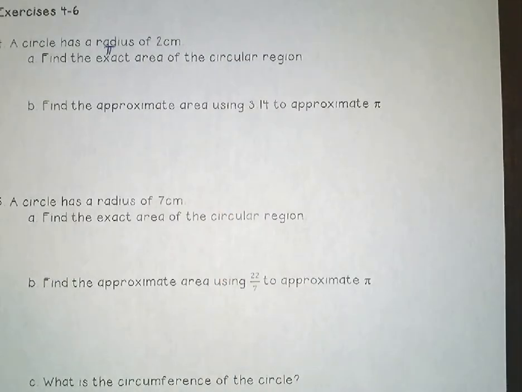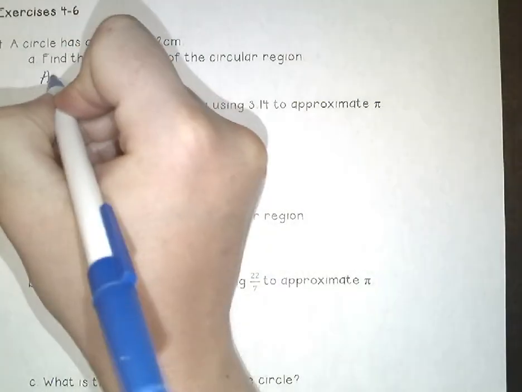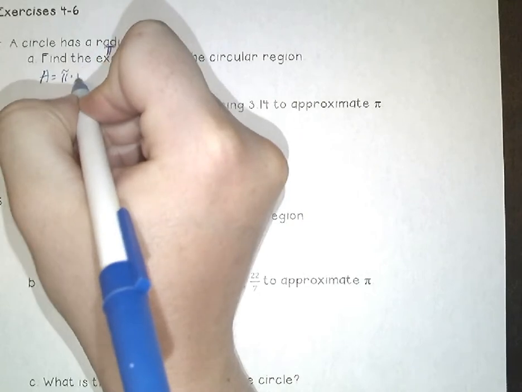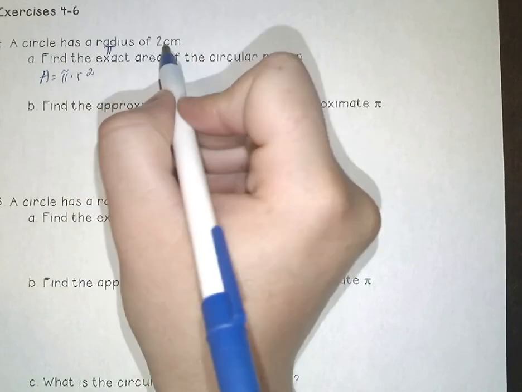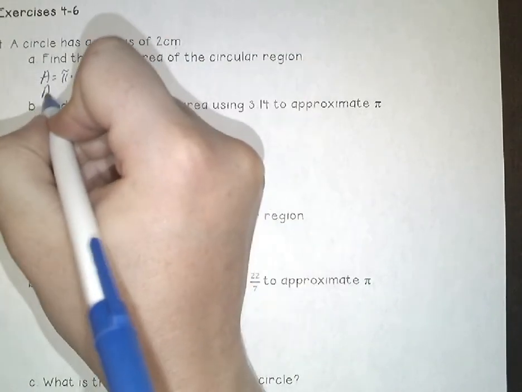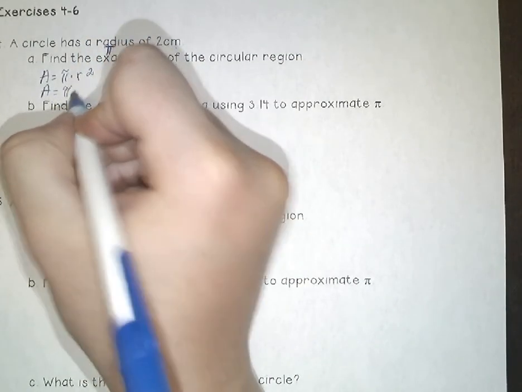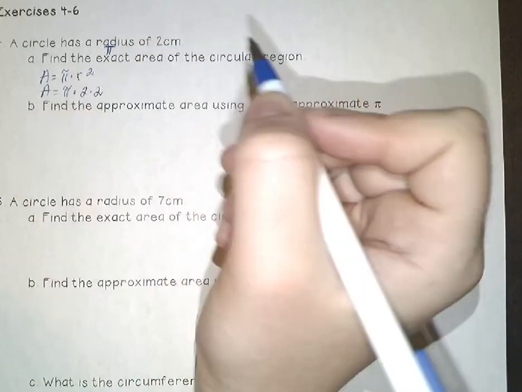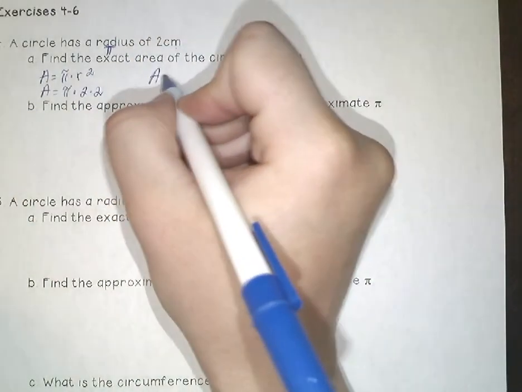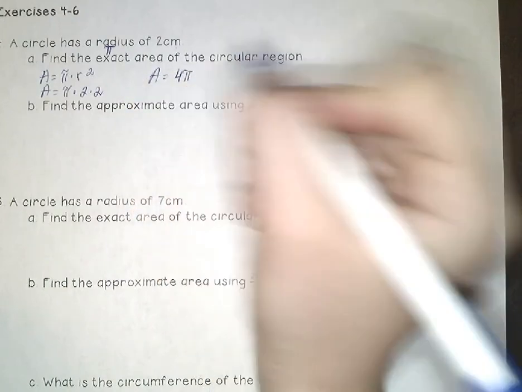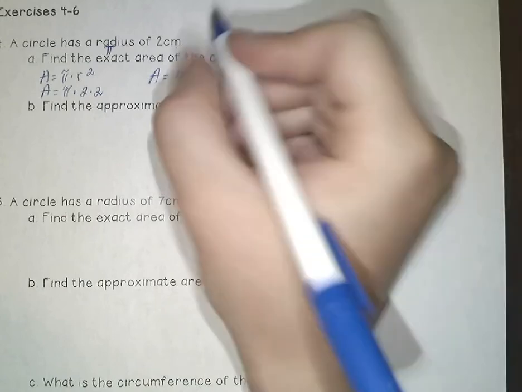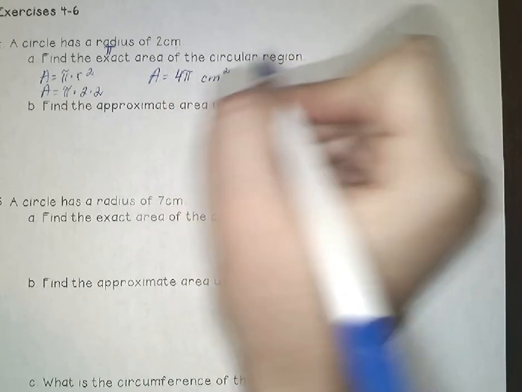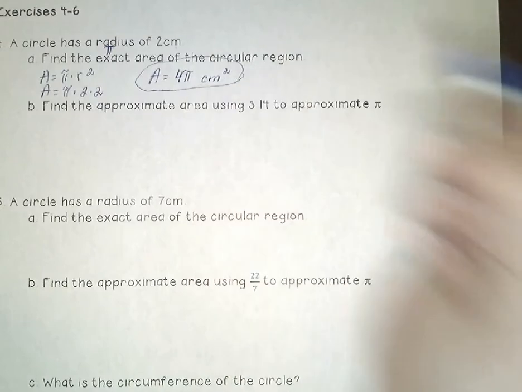Okay, so the area is pi times radius squared. The radius is 2 centimeters. So you will have pi times 2 times 2. That is 4 pi, isn't it? We will leave it as that. 4 pi centimeters squared. That is going to be our answer.